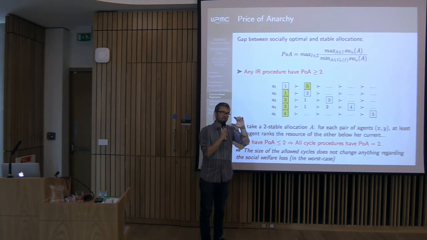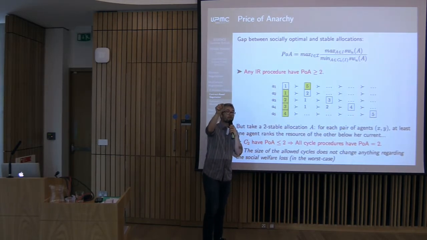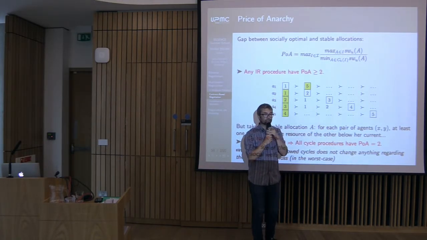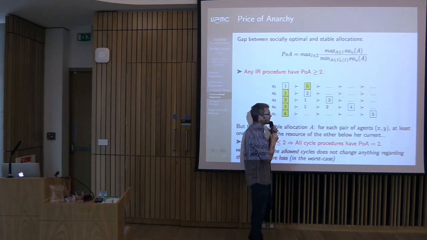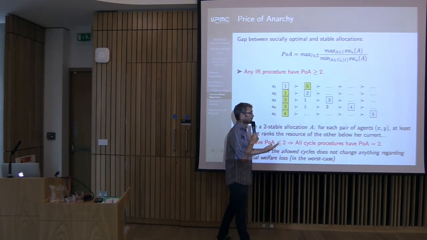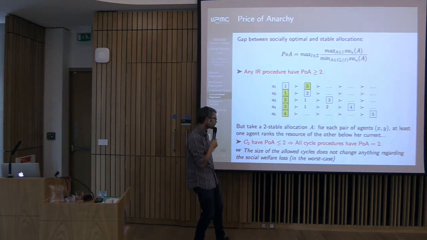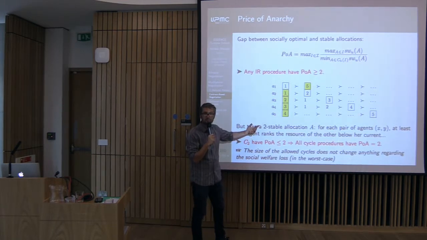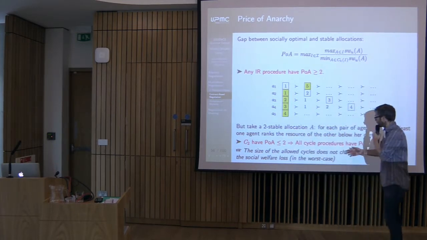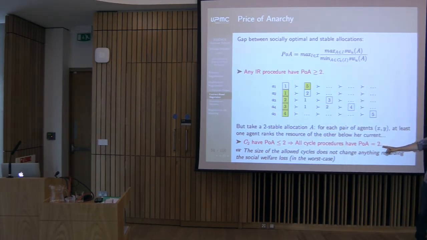Okay, so if I take any pair of agents, at least one of them should put the resource that the other one has below his current resource in his ranking. And this is the case for all the different pairs that I have in my system. So I can just count this, okay? And so by just counting the number of pairs in the system, it's about n squared over 2, so the ratio is 2.